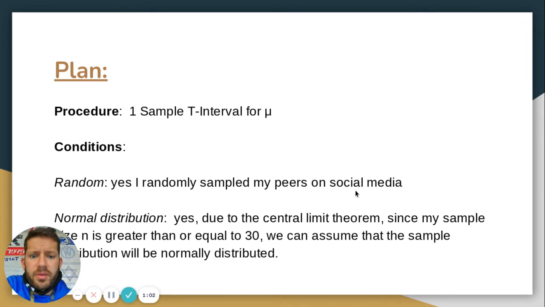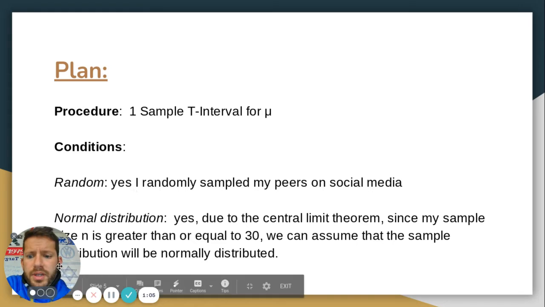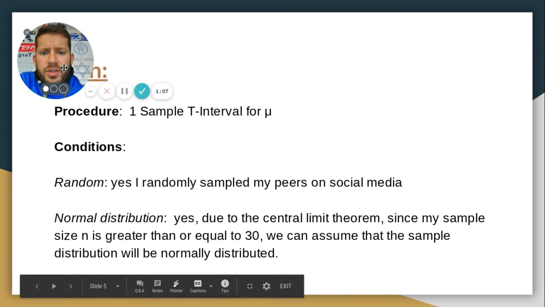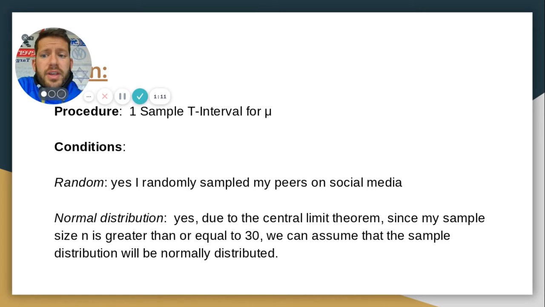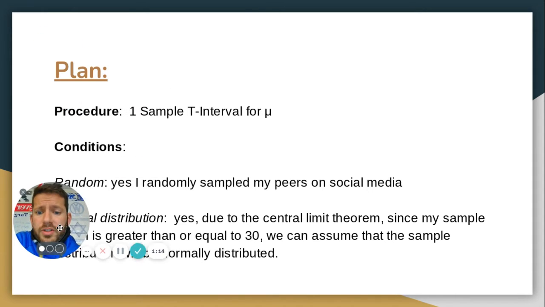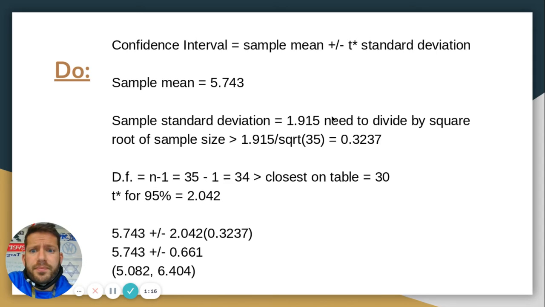Check the random condition. Yes, I randomly sampled my peers on social media. And then my normal distribution, I use the central limit theorem. Since my sample size n was greater than or equal to 30, it was 35, we can assume that the sample distribution will be normally distributed.